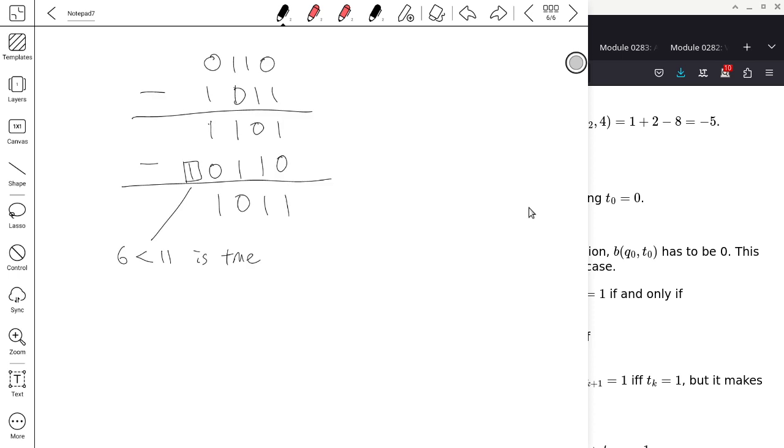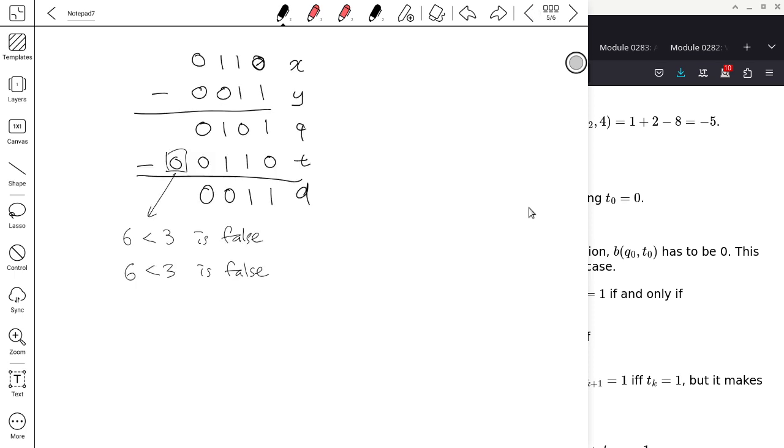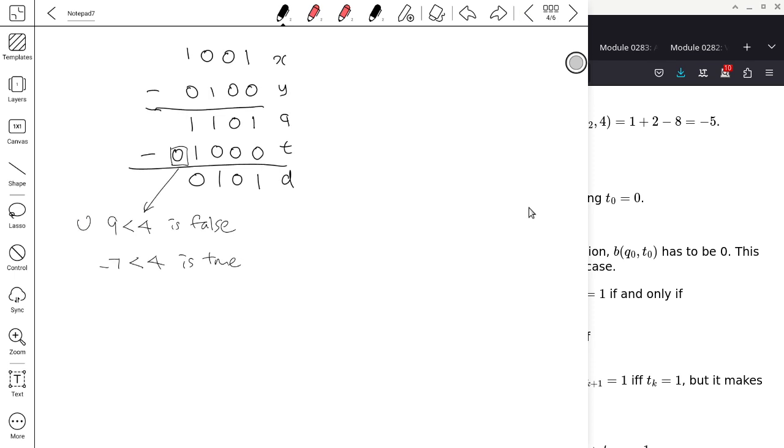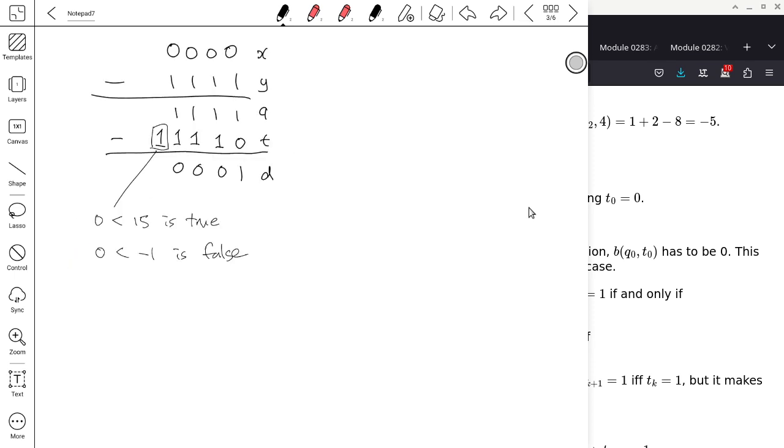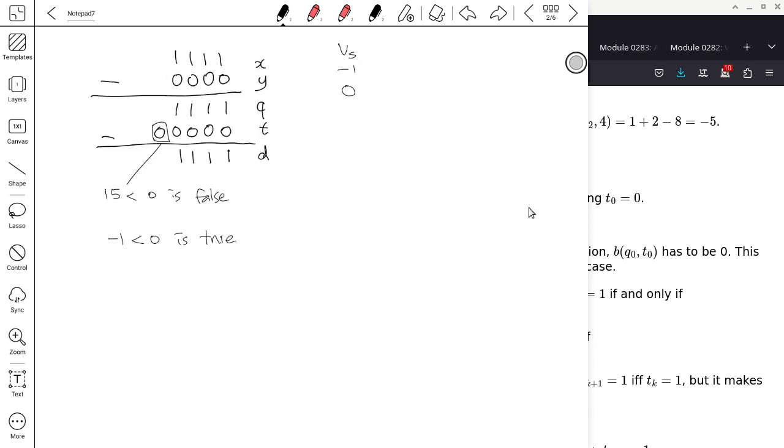So now we take a look at the next one. This one has 6 is less than, so we got 1 plus 2, which is a 3. 3 minus 8 is a negative 5. It's supposed to be false. So I'm going to make it very clear. This is unsigned. This is signed. Unsigned, signed, unsigned, signed, unsigned, signed, and one more, unsigned and signed.